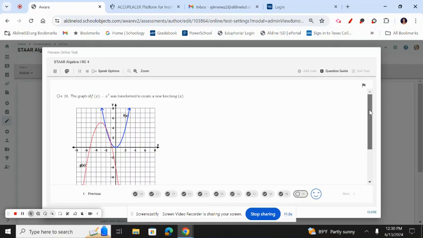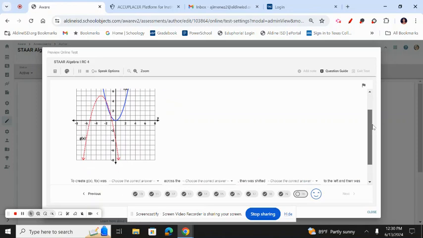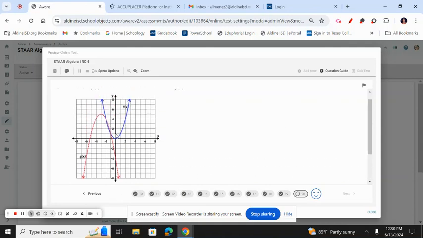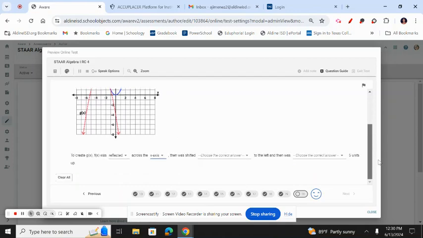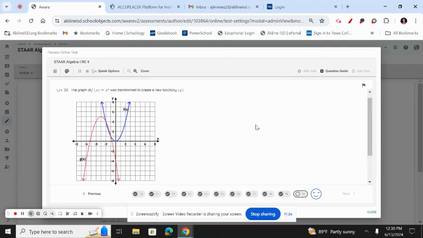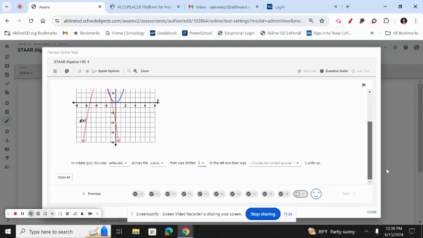Here's the graph. It was transformed to create the new one. So what I know is that it reflected over the x-axis, because it's upside down. And then I can look at the vertex and figure out that, hey, it shifted over 3 units to the left. And then I also can look at the vertex for the blue and count that, hey, it went up 1, 2, 3, 4, 5 units up. So it was shifted or translated, whichever way you want. Alright?